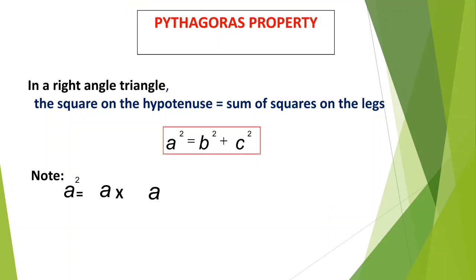This property states that the value of A square must be equal to the total of B square and C square. A square equals B square plus C square. B and C represent the legs of the triangle. A is the longest side, that is the hypotenuse. Here A square represents multiplying A 2 times.